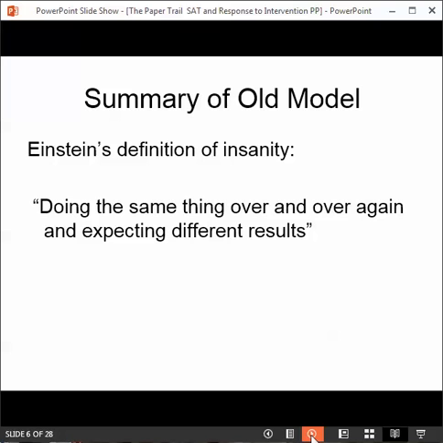So the old method was Einstein's definition of insanity, doing the same thing over and over again and expecting different results. So having the student identified but not enough of a discrepancy, they were placed back in the general ed classroom where they failed again, where they got recommended again, until eventually there was a big enough gap and then they got help. But by that time the student was so far behind it was difficult to catch them up, and they usually ended up being in special ed for the rest of their time in school.